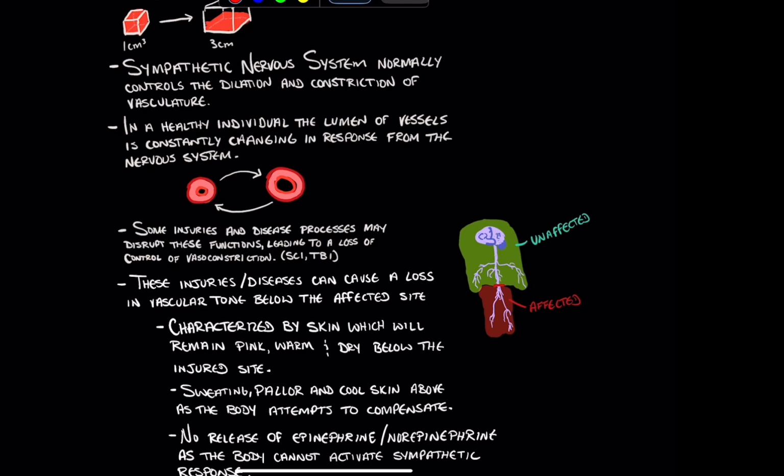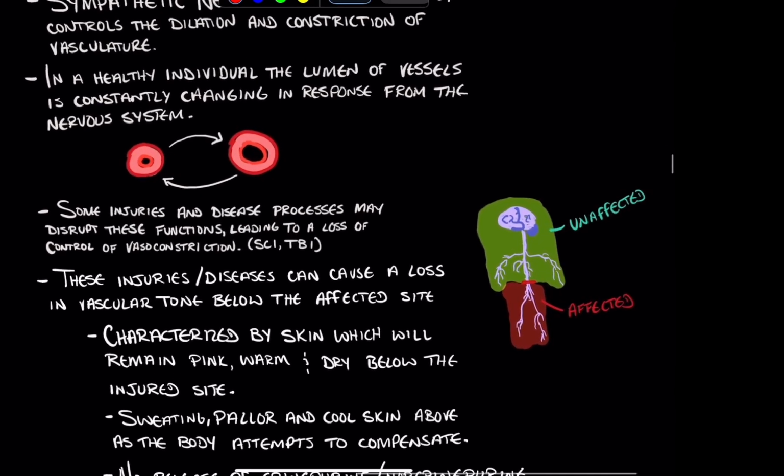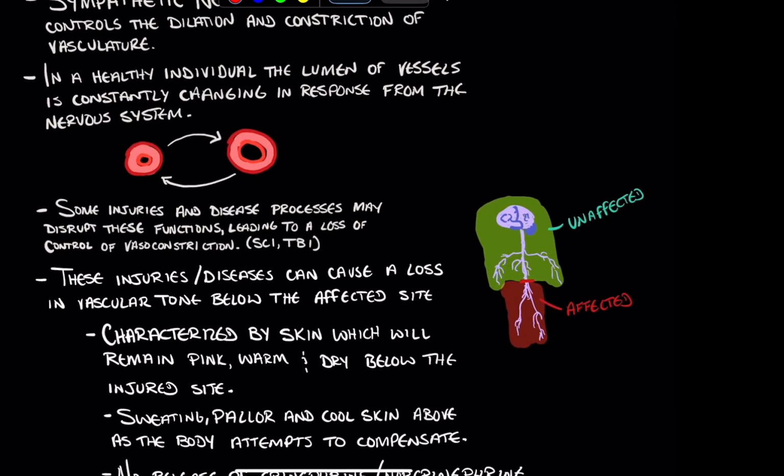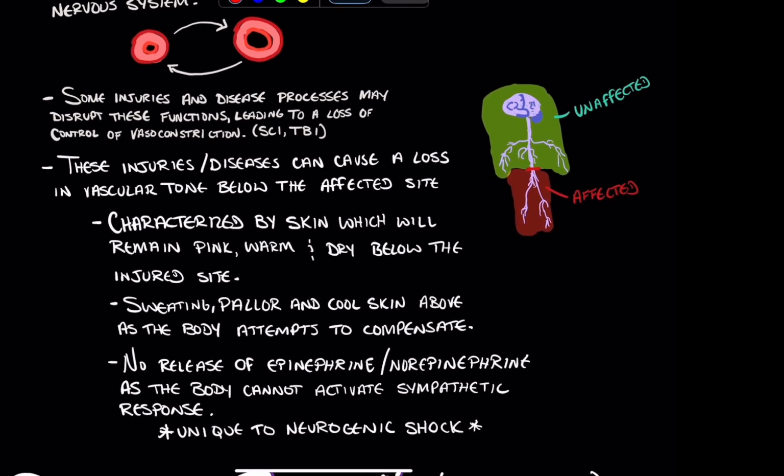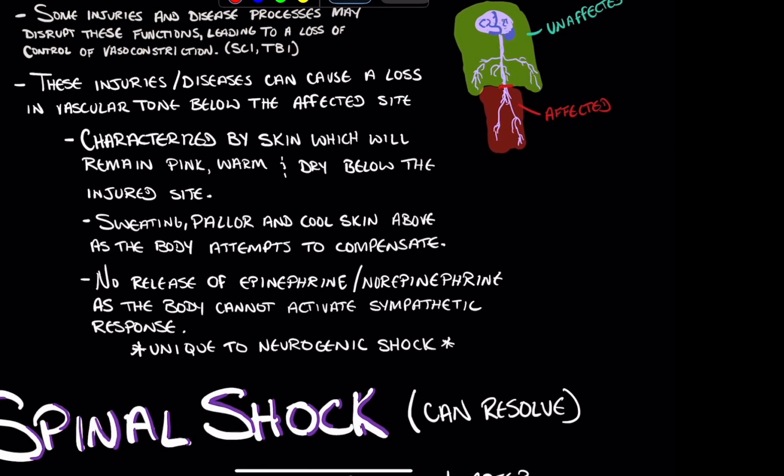So people that have no medications or disease processes that actually impede this, we're able to accommodate or respond to changes in body position, changes in blood volume, blood pressure pretty readily and effectively. So the problem is when you deal with some injuries, disease processes, they'll actually disrupt these functions and they'll lead to a loss of control of this vasoconstriction. So we're looking at, again, SCIs, TBIs, depending on what the actual area for the brain injury would be. So these injuries will actually cause a loss of vascular tone below the affected site.